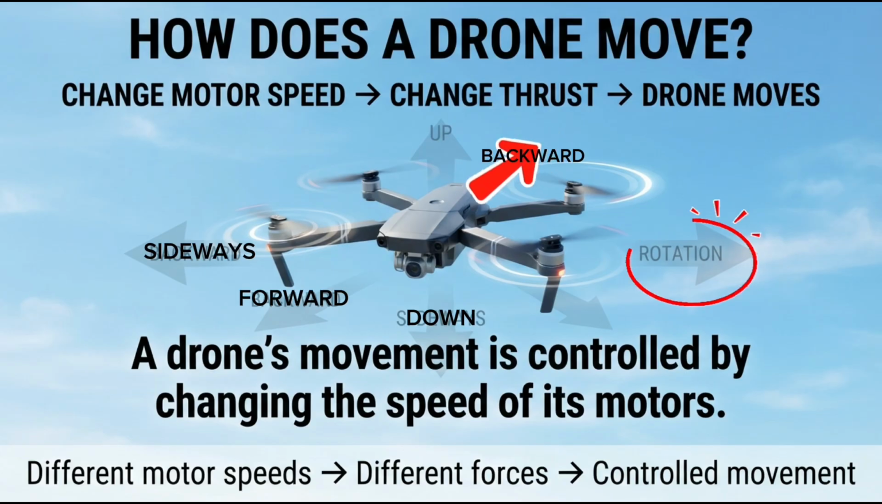How does a drone move? Now we've reached the exciting part. How does a drone actually move? A drone's movement is controlled by changing the speed of its motors. Different motor speeds create different forces, and these forces allow the drone to control its movement. Let's look at each type.